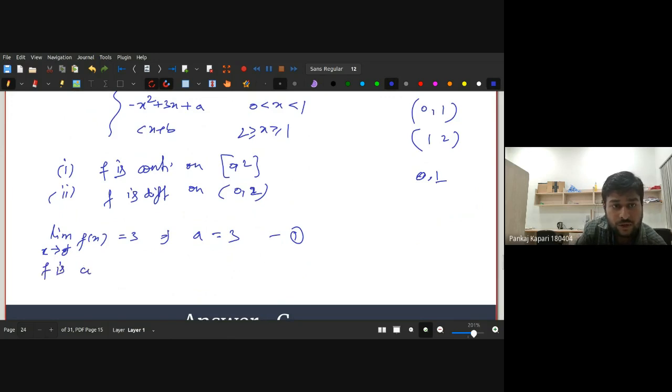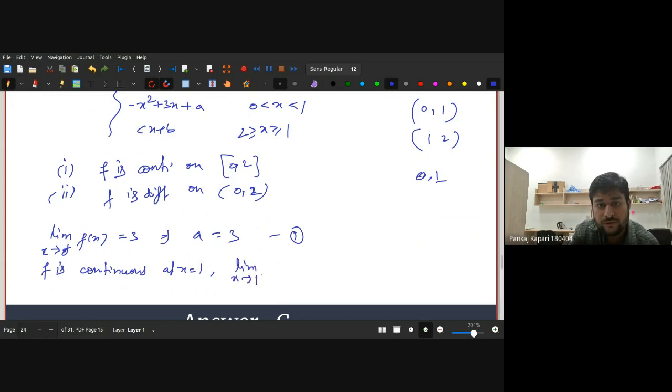So f is continuous at x equal to 1. The continuity will imply that the right hand limit and left hand limit must be equal to the functional value, right? So what is the right hand limit in that case?